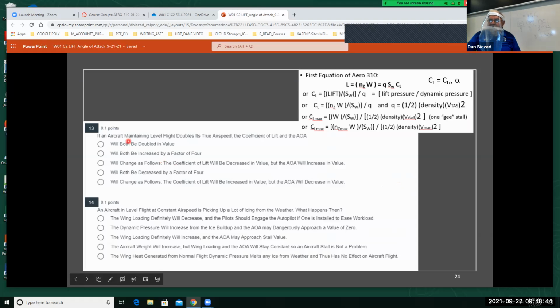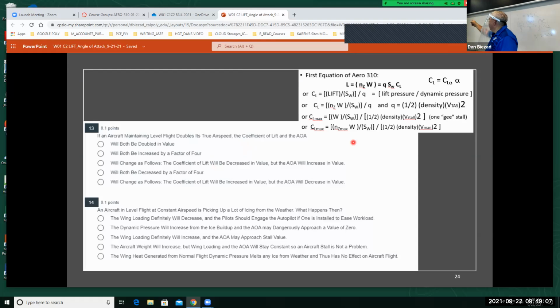Here's question 13. Let's just look at it. If an aircraft maintaining level flight doubles its airspeed, the coefficient of lift and AOA... We just did that.